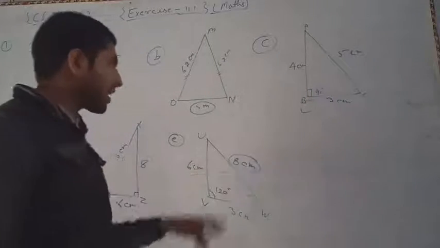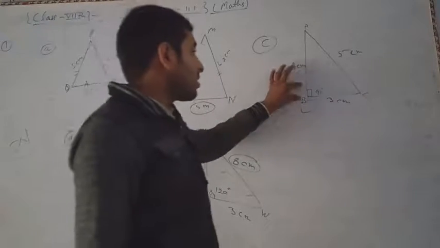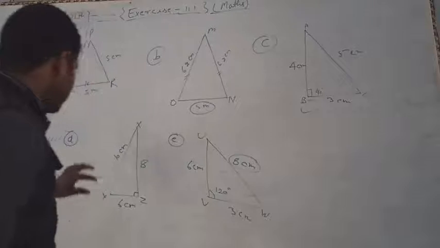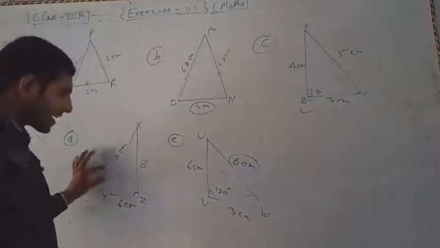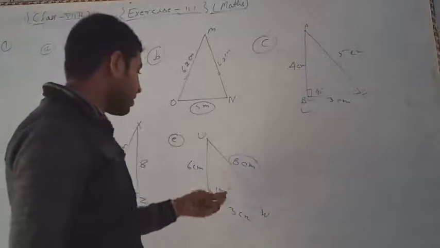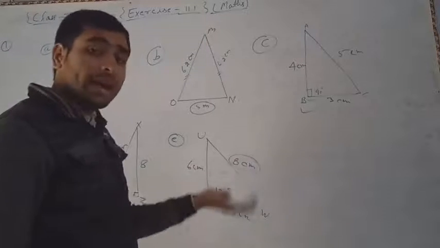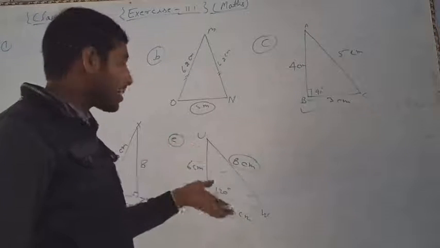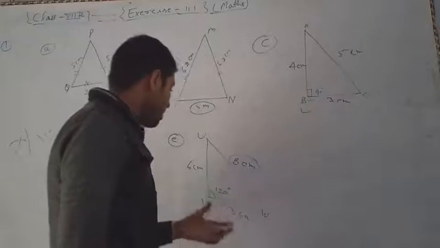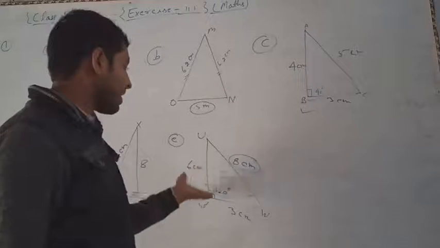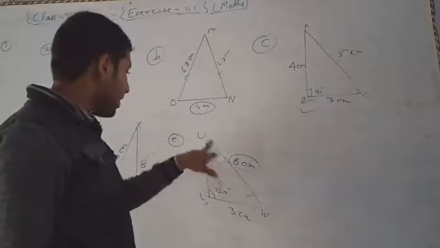So this is also a scalene triangle, and on the basis of angle, this is a right angle triangle, and this is also a right angle triangle. And in this triangle one of the angles is 120 degrees, which is more than 90 degrees. So on the basis of angle this type of triangle is known as an obtuse angle triangle. Okay. And on the basis of sides this triangle is a scalene triangle, because no two sides of the triangle are the same. Okay.